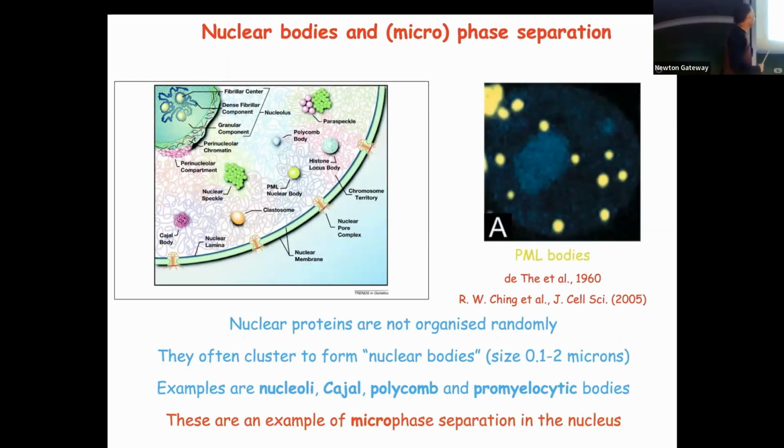So examples of clusters are Cajal bodies, which were found many years ago. Polycomb bodies are found in the fruit fly and are associated with gene inactivation. PML bodies, promyelocytic bodies, are these ones here, and they are associated with PML proteins, and the lack of PML bodies is observed in some diseases such as cancer. So you see, I've already named three. Usually these proteins form clusters by themselves, and this is an example of microphase separation in the nucleus.